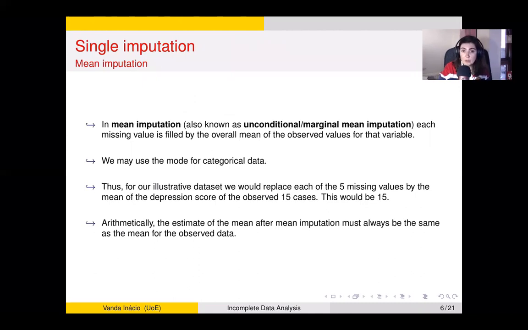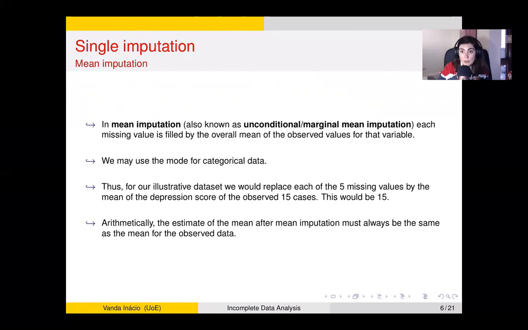Mean imputation is also known in the literature as unconditional mean imputation or marginal mean imputation. And basically, for the variable that has missing values, we will replace the missing value by the overall mean of the observed values for that variable. And this is for the case of continuous variables. In case the variable is categorical, the mean might not make sense, and we should use the mode of that variable to replace the missing value.